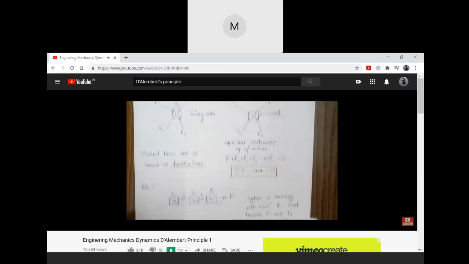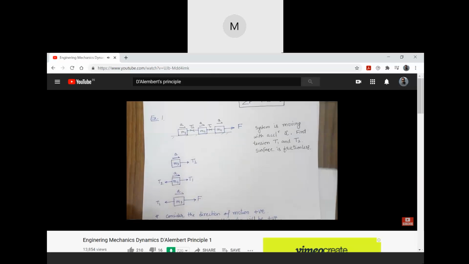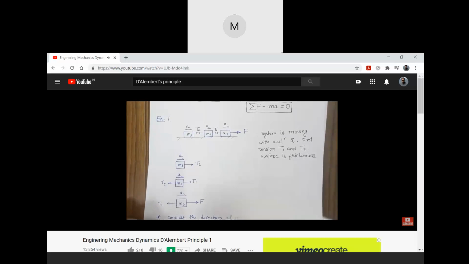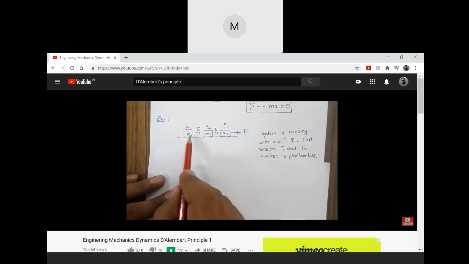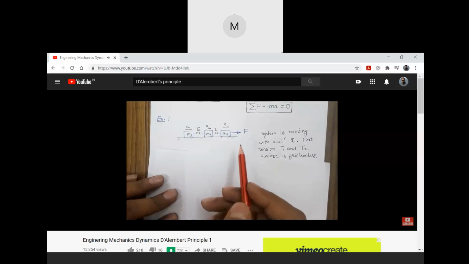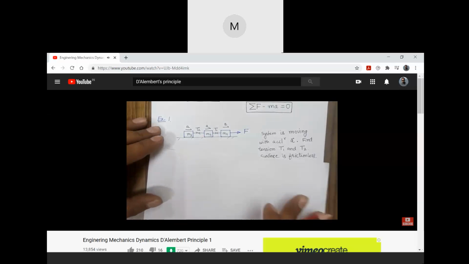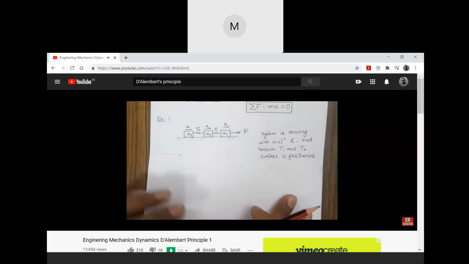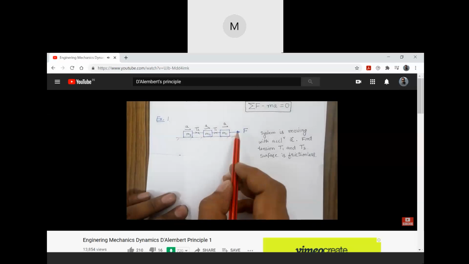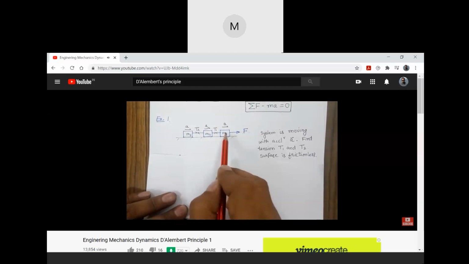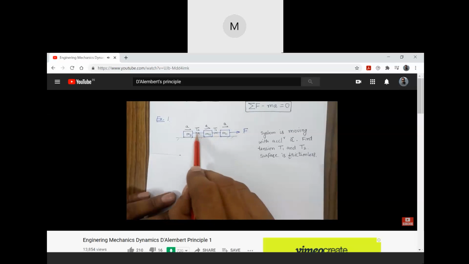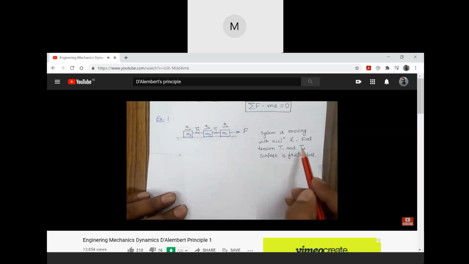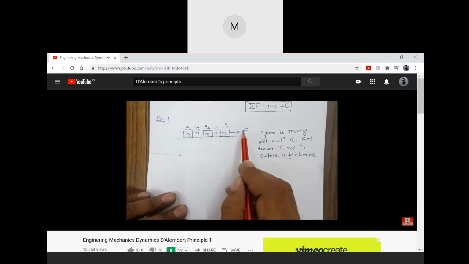So now let's take one example, a very simple example where we have three masses connected with strings, and these two strings are inextensible. That means the length of the string will not change due to the force. We have a force F, and because of the force F the system is moving with acceleration A. There will be tension in the strings, named T1 and T2, and we have to find the tension in terms of mass, acceleration and force.